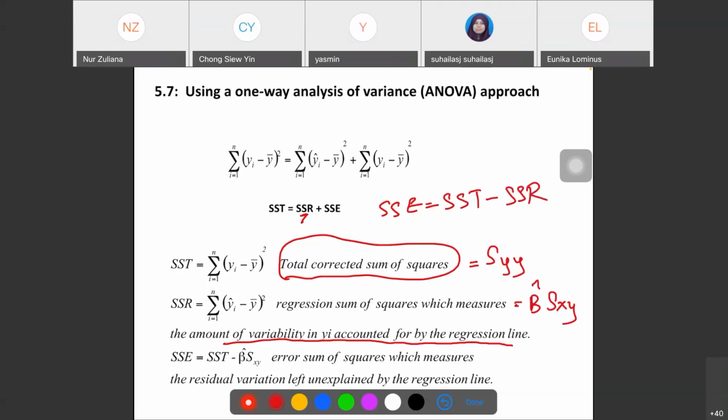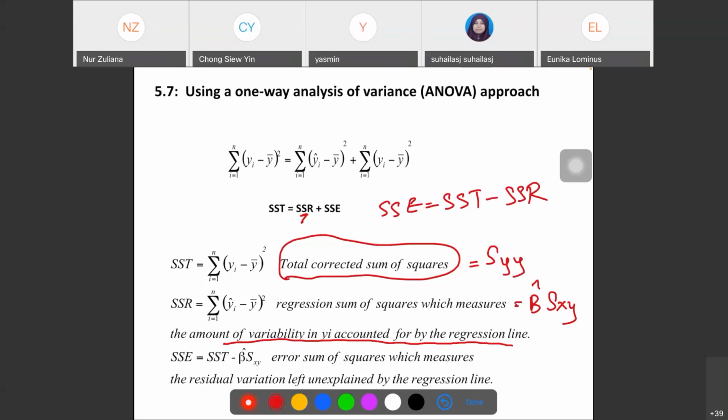Okay, the residual variation left unexplained by the regression line, that is your sum square error. Okay, kita ada sum square total, sum square regression, sum square error. If you have any question, you can ask me on your microphone, sebab saya tak boleh nak buka chat at the same time. Okay, sum square total, sum square regression, and then sum square error.